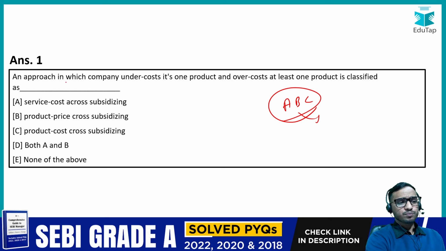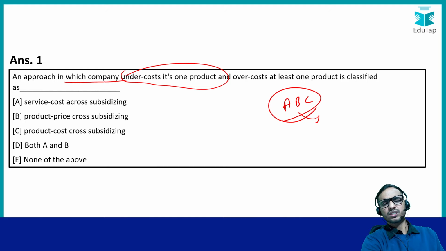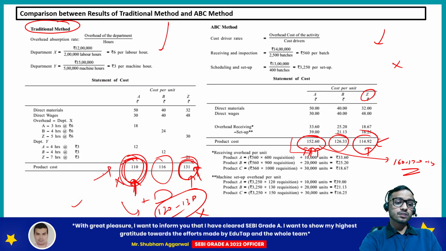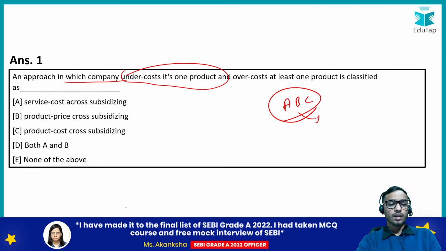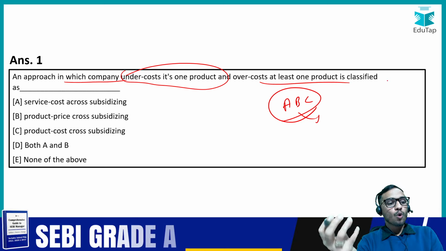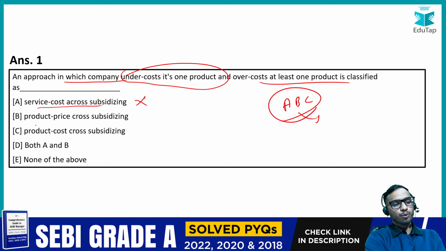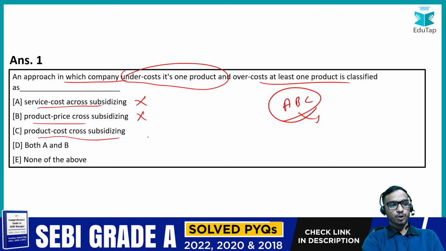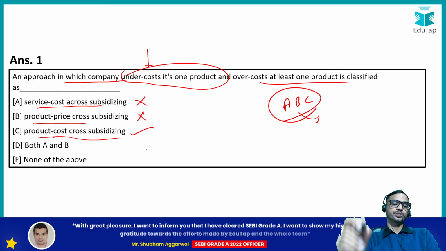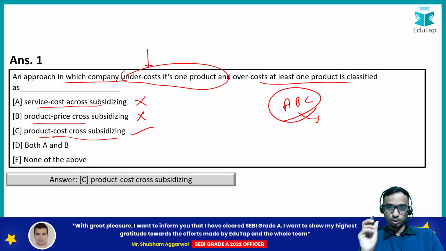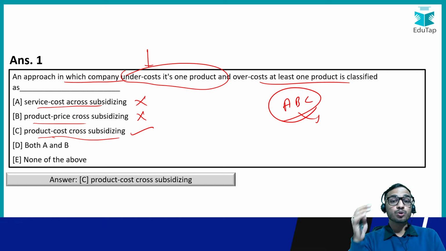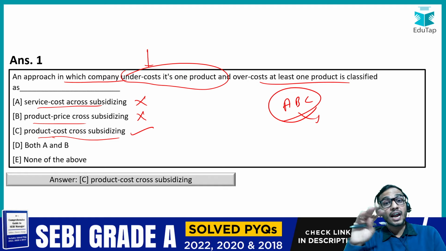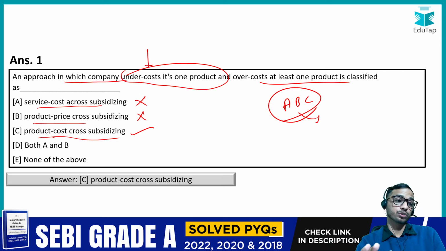So the first question says, an approach in which a company undercosts one product. As we can see, they have undercosted one product and overcosted one or more products to compensate for this. So it is called what? Service cost cross subsidizing, no. Product price, no. Product cost, because it is undercosting, right? So product cost cross subsidizing. So option number C is the correct answer here, right? So I hope you have got this. If you haven't, please watch this 2 times, please watch this 3 times, but you need to have an understanding of this activity based costing as well as the concepts related to absorption costing, right?